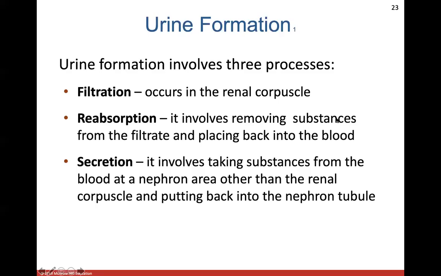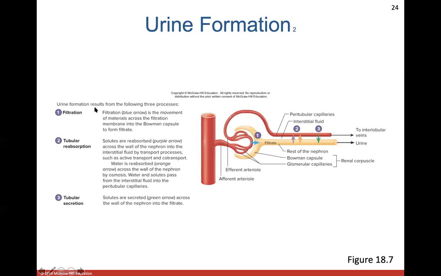So here are the basic, simple processes of urine formation. Filtration, which we talked about occurring in the renal corpuscle; reabsorption, which involves removing substances from the filtrate and placing them back into the blood; and secretion, which involves taking substances from the blood at the nephron area, other than the renal corpuscle, and putting them back into the nephron tubule. So here are the three main processes of urine formation, where exactly they occur throughout the nephron, and what it means. Tubular reabsorption means things are being absorbed back into the bloodstream, and tubular secretion means things, like solutes and water, are being secreted back into the filtrate.